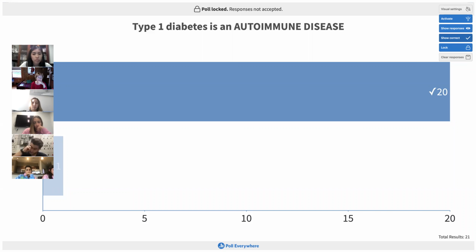Can anybody remember what condition we've talked about that affects diet and lifestyle that is also an autoimmune condition? Celiac. That's right. Celiac disease is an autoimmune. And what's happening with celiac disease? The body attacks the gluten. Wait, no, your body attacks the cells in your small intestines.